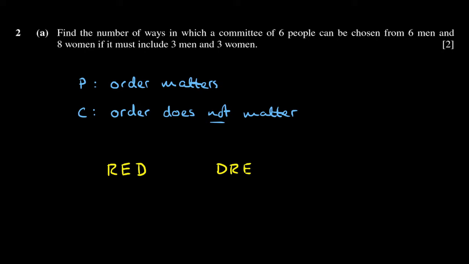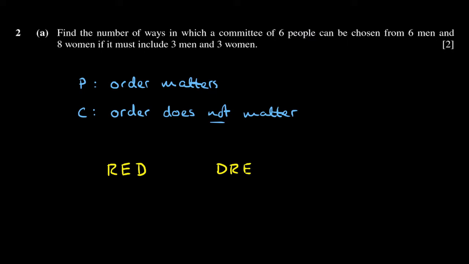And that's the situation here, right? Because if we're choosing a committee of 6 people, let's say we wanted to choose 4 people, John, Paul, George, and Ringo, then that would be the same thing as choosing Ringo, Paul, George, and John, or John, Ringo, George, and Paul, or Paul, Ringo, John, George, right?